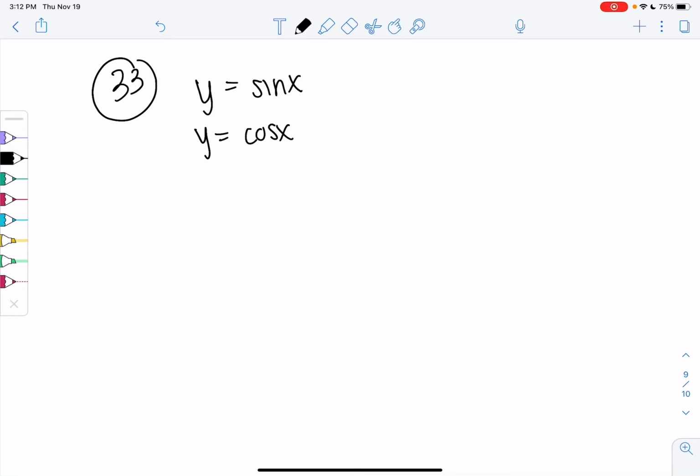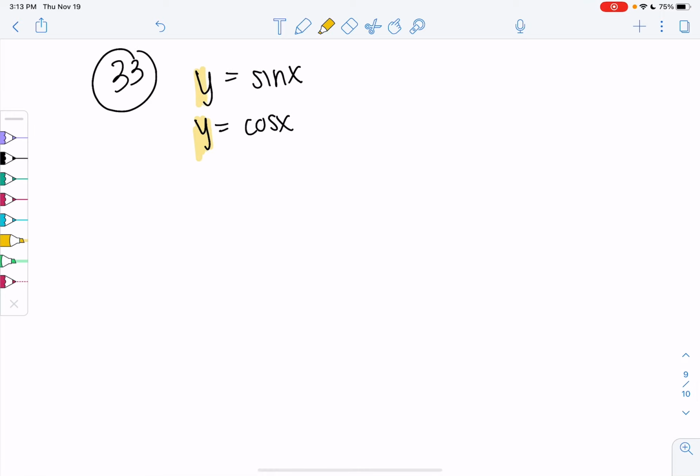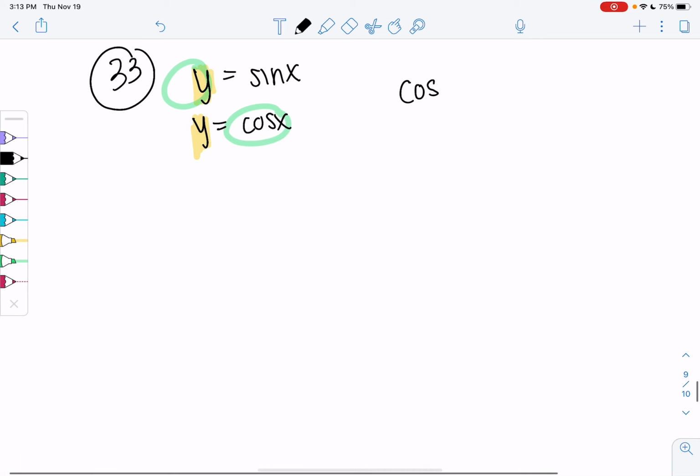Number 33, in section 9.3, we're solving a system. So it looks like we can do a quick substitution because we have y equals sine x and y equals cosine x. So we can basically substitute cosine x for y, and we'll just get cosine x equals sine x. And we need to go back to our trig. Trig is going to be very important, so we can use the unit circle.